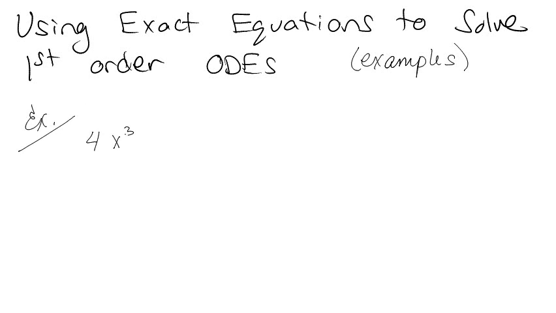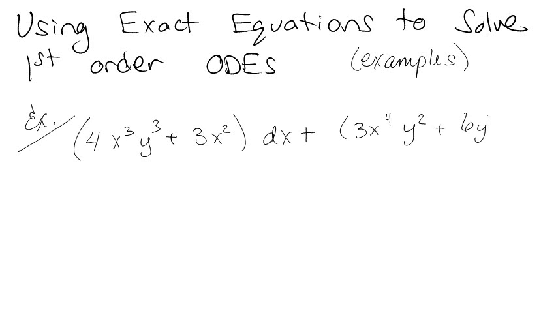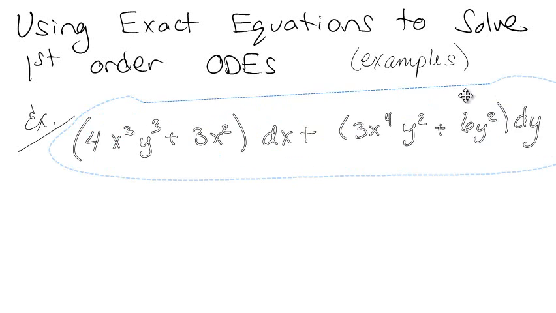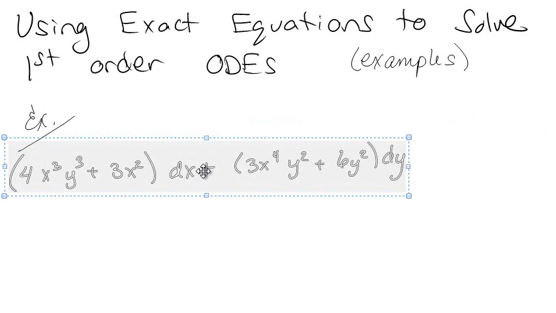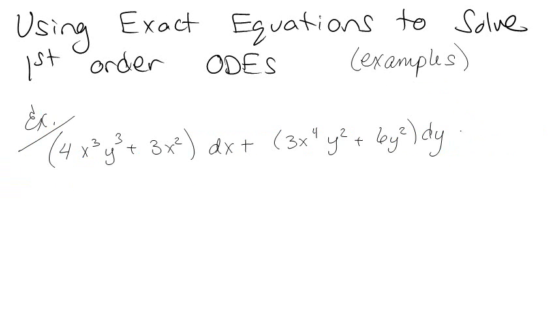Say we have 4x cubed times y cubed plus 3x squared, that's all dx. Then we have 3x to the fourth y squared plus 6y squared dy. And this is too big for my space, but all of this is going to equal 0. Okay, so all this equals 0.